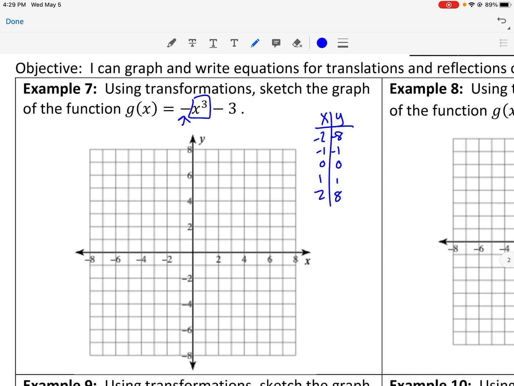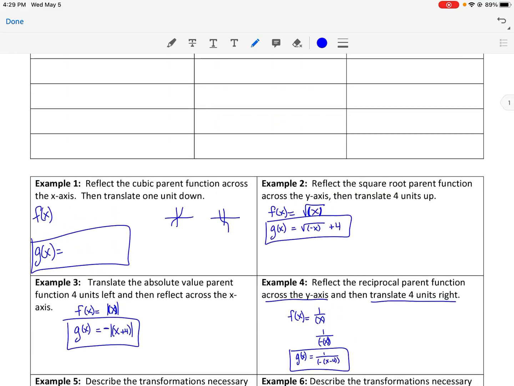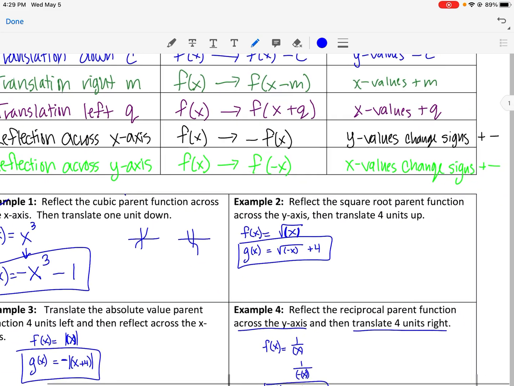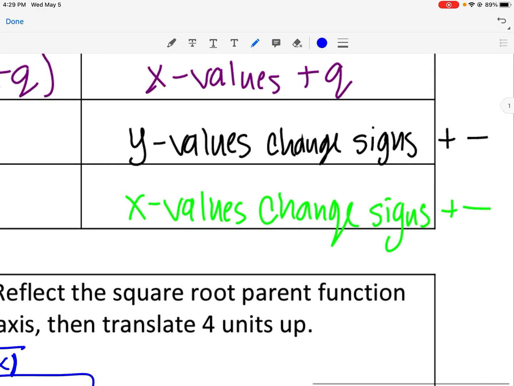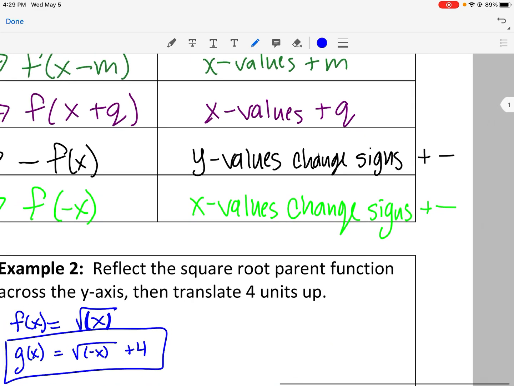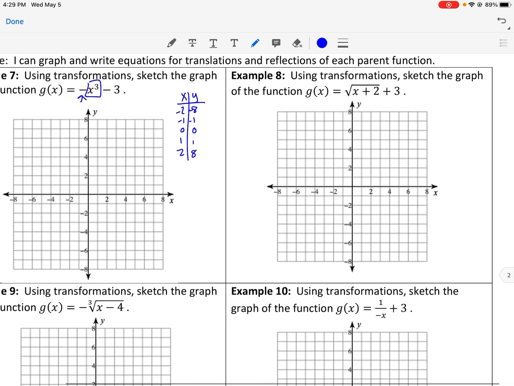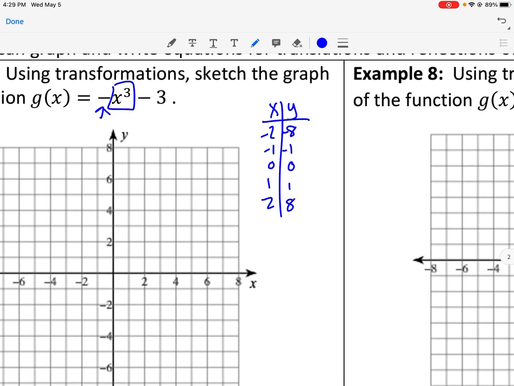Okay. So what's happening here is we have a reflection across the x-axis. If you look back at our chart up here, reflection across the x-axis means, in the right column, all my y values are going to change signs. So if we go down to this table, I don't want to graph those original points. I want to graph the new points. So all my y values are going to change signs. So that becomes positive. Positive 0 stays 0. That becomes negative. That becomes negative.